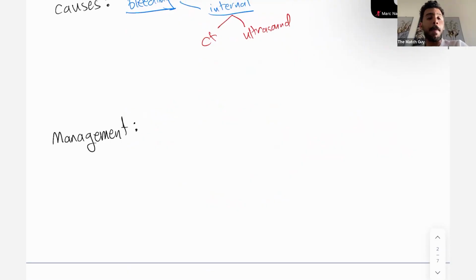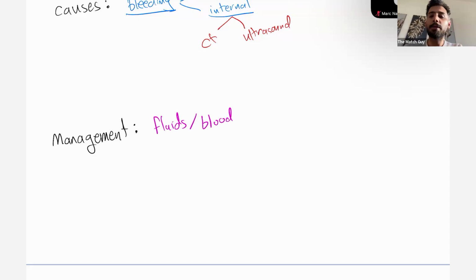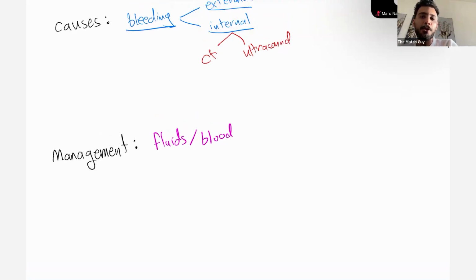Now, what is the management? I think you guys can come up with that really easily. The problem is you lost fluids. You have to fix that. How do you fix that? You give fluids, right? So you give fluids or you give blood products, but you have to supplement the body with fluid so that you can fix the low blood pressure, or blood products.